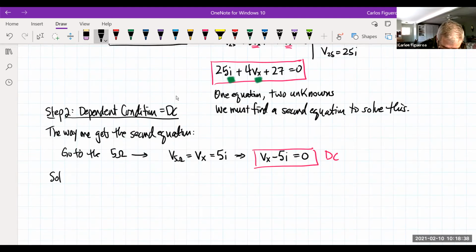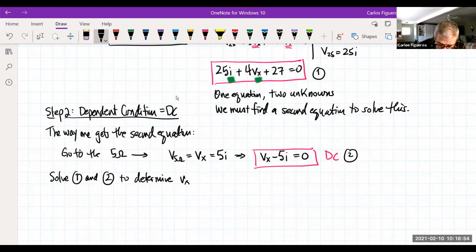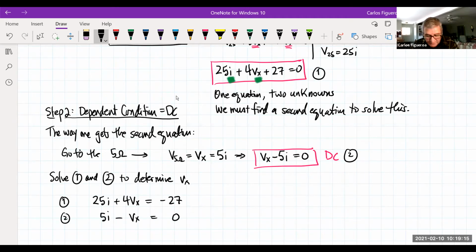So now we're going to solve, right? This is equation 1. This is equation 2. We're going to solve 1 and 2 to determine Vx. So in other words, I have 25I plus 4Vx, and then I'm going to bring the minus 27 to the other side. That's our equation 1. And then I have, let's say, 5I minus Vx. And it looks like this, and that's our equation 2.